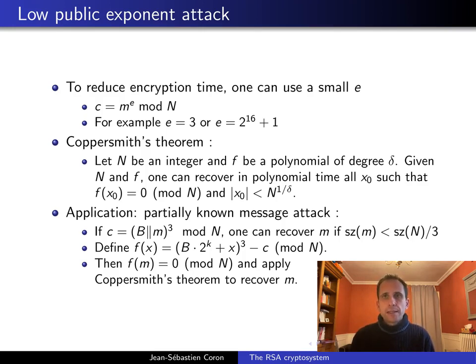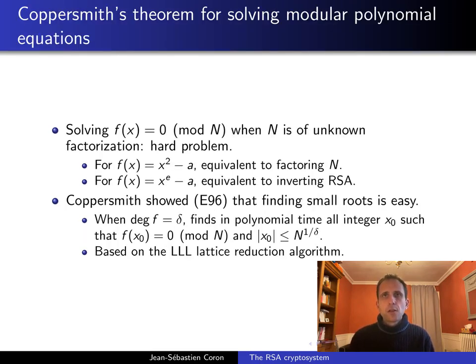And now we can directly apply Coppersmith's theorem to recover the message M. So we can recover the message M without knowing the private key. So let me explain Coppersmith's theorem, because this is actually one of the most important cryptanalytic techniques against RSA. So what is this Coppersmith theorem?